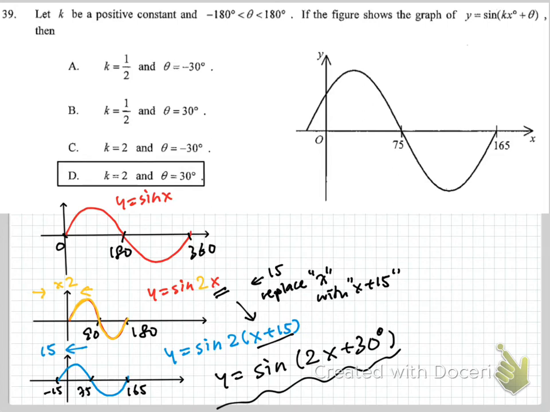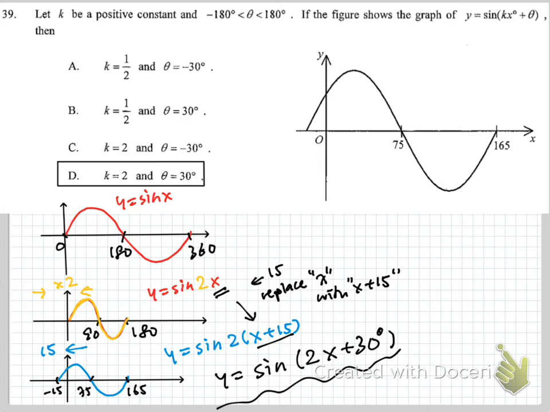All right, we have from red to yellow, from yellow to blue. From red to yellow is to compress horizontally 2 times. From yellow to blue, we move the whole thing to the left-hand side by 15. All right. So the corresponding change in the equation, you have y is sine (2x plus 30).